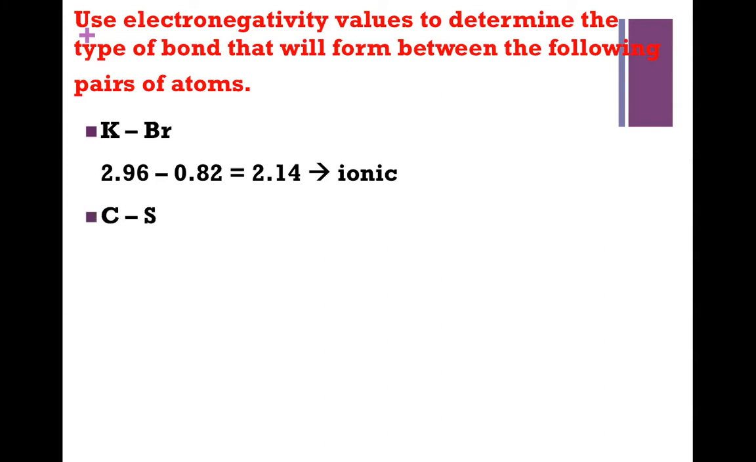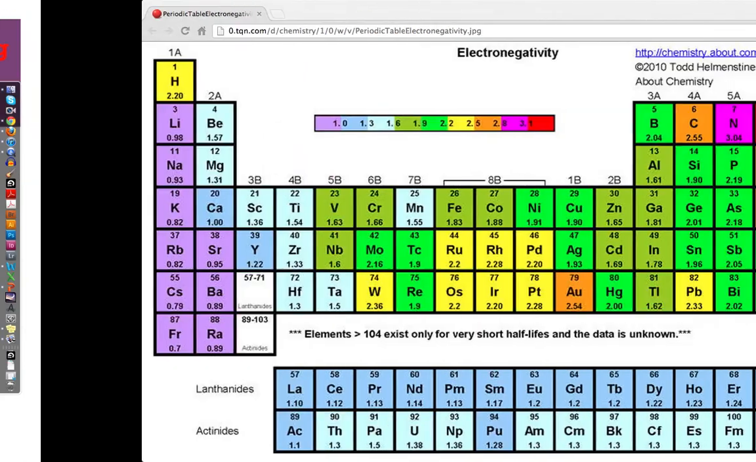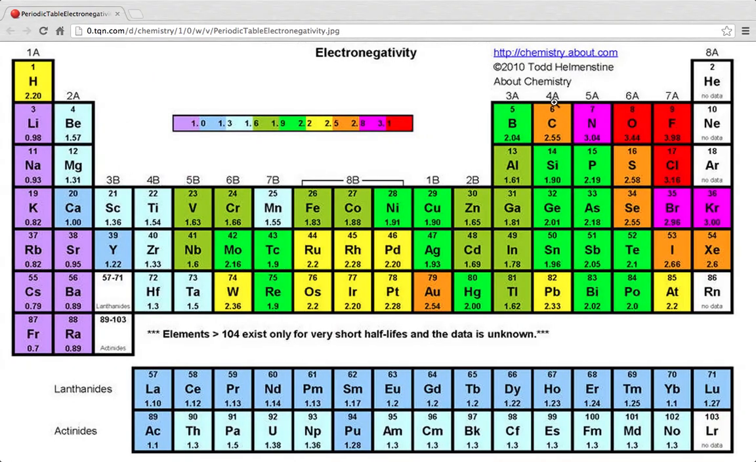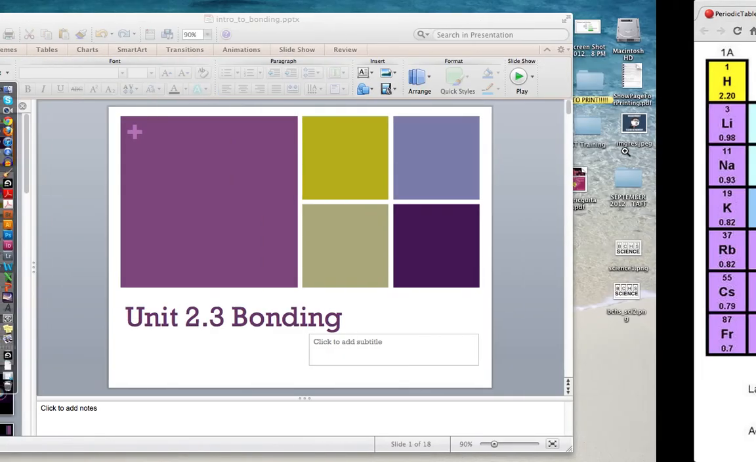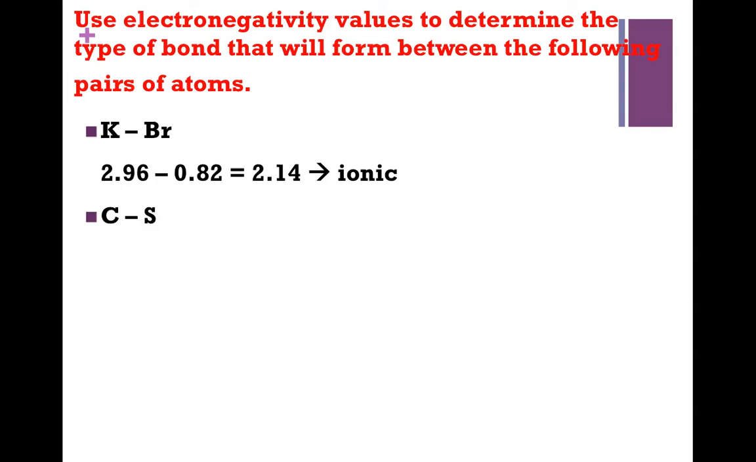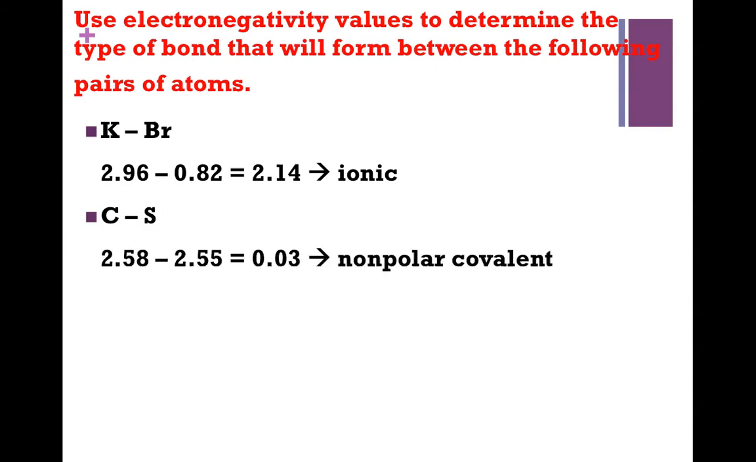Let's try another one. How about carbon and sulfur bonded together? Okay, again, we'll come here. Carbon is 2.55 and sulfur is 2.58. So let's subtract those two. 2.58 minus 2.55 gives us 0.03, which, looking at our chart, is a nonpolar covalent bond.